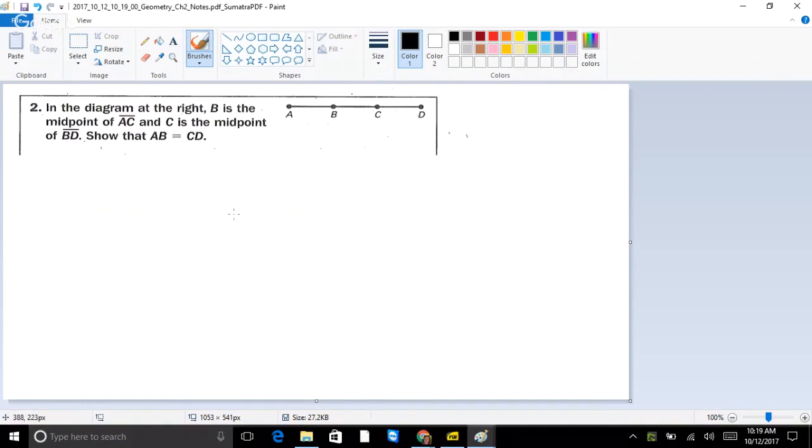Okay, in the diagram at the right, B is the midpoint of line segment AC, and C is the midpoint of BD. Show that AB equals CD.